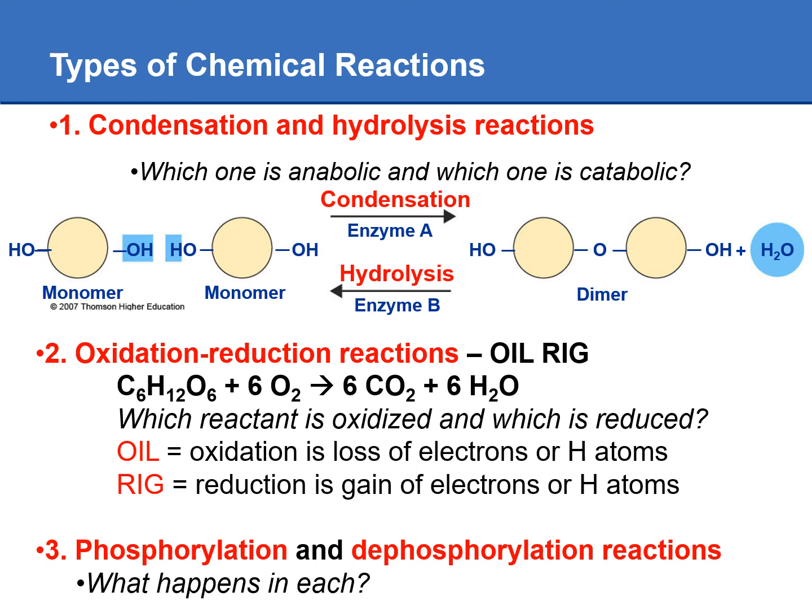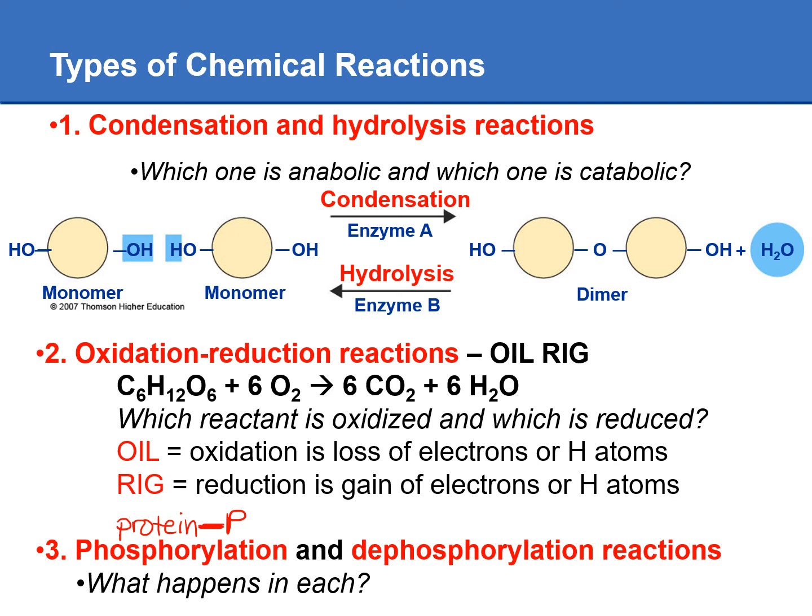Okay, and then the last type of chemical reactions to talk about are phosphorylation and dephosphorylation reactions. So with phosphorylation reactions, we're going to add a phosphate group on. So maybe you've got a protein here, and we're just going to make a covalent bond and stick a phosphate group onto that protein. So that would be a phosphorylation reaction.